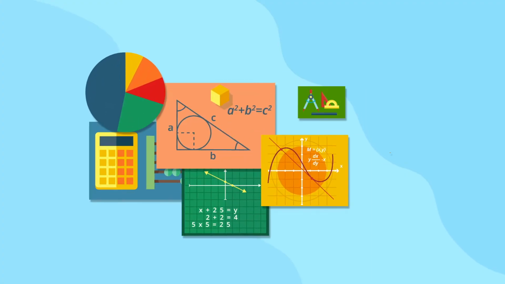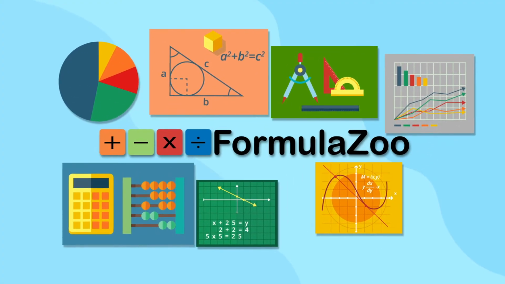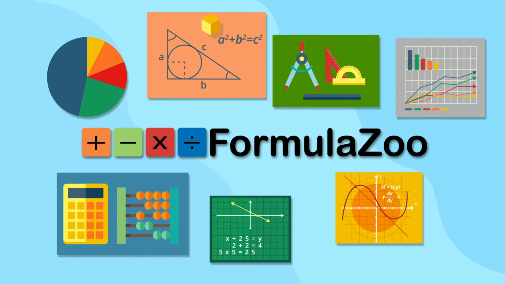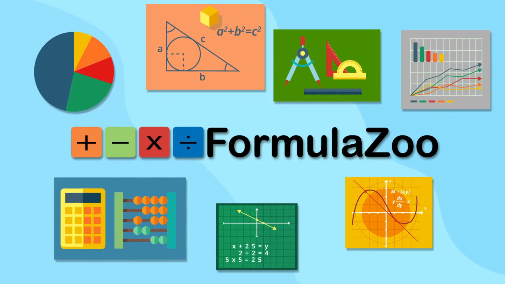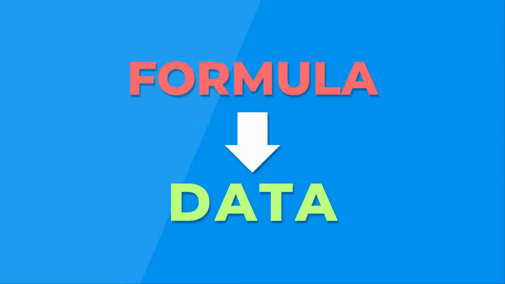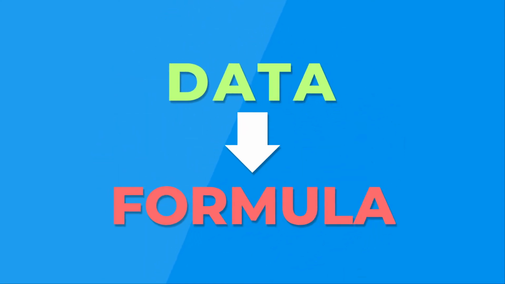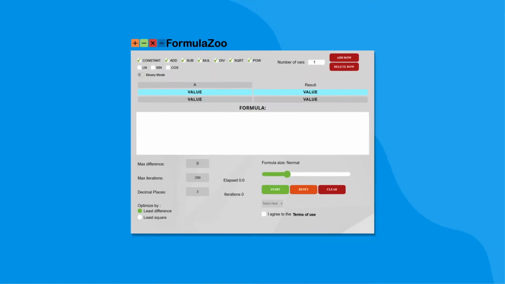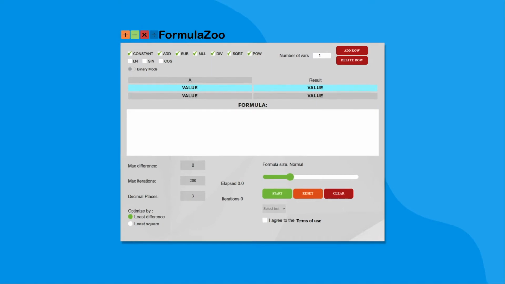If you work with numbers or formulas, you need FormulaZoo. FormulaZoo is software that turns math upside down. Instead of generating data from formulas, it generates formulas from your data. The formula generator is quick and easy to use.